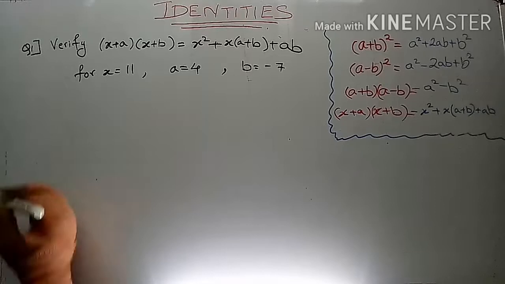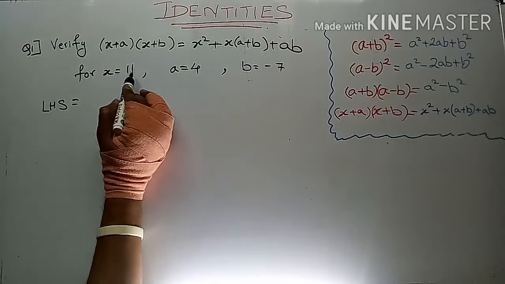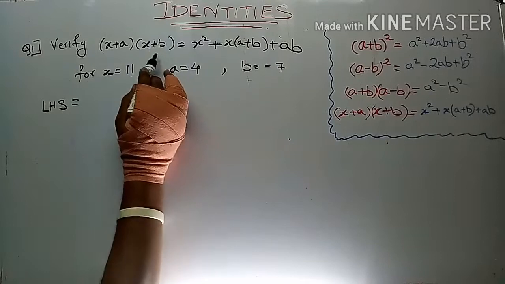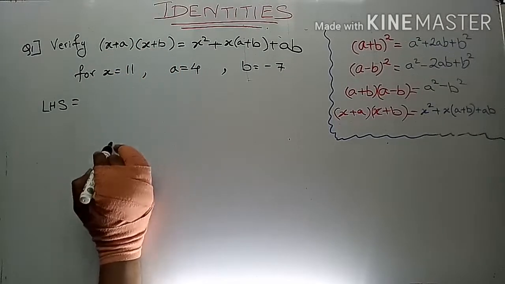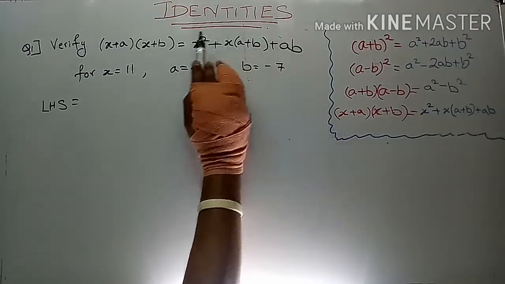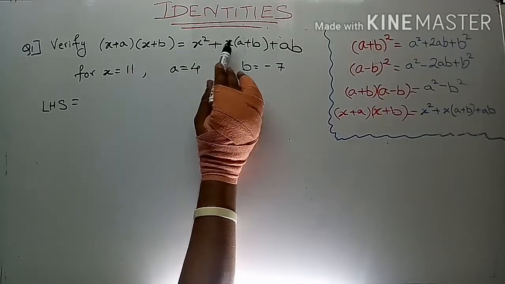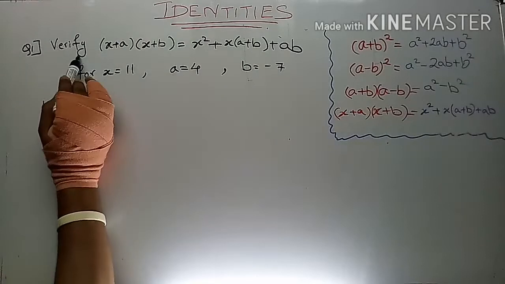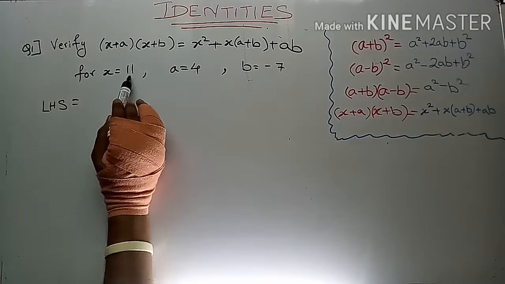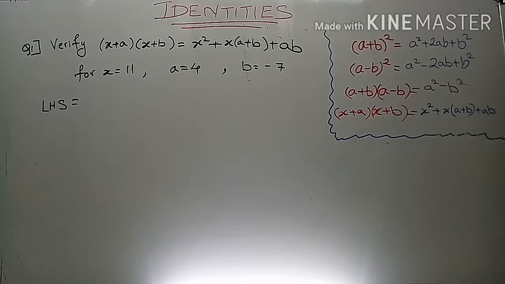That means you are supposed to first find the value of LHS by substituting the value of x as 11, a as 4, b as -7 in the left hand side. Find the value of that, then again substitute the values of these variables in the RHS and check whether the left hand side value is equal to the right hand side value or not. That's the meaning of this question. Verify this for x is equal to 11, a is equal to 4, b is equal to -7. So let's start.